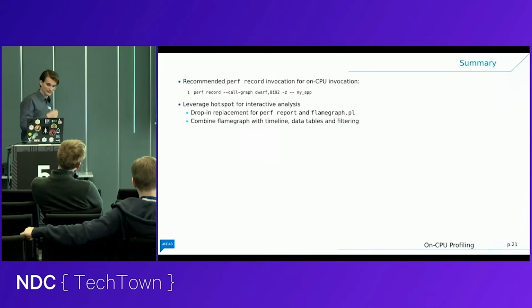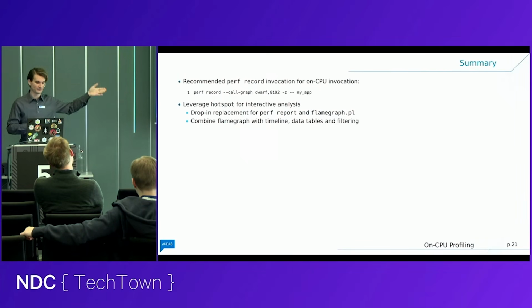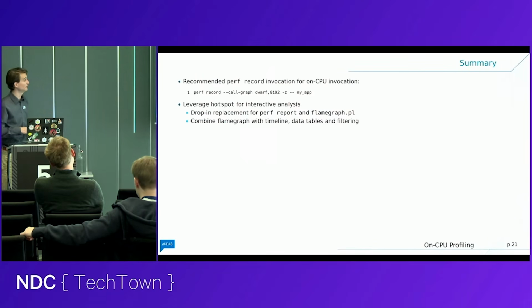So this is my summary for on-CPU profiling, and basically the recommended way to run perf record using --call-graph dwarf, and then the 8192 increases the size of each stack copy to prevent the chances of unwinding breaking there, and then -z for compression. This is it, basically. And Hotspot is a great replacement for perf report or the flame graph script, and it's all interactive, as we'll see in a bit as well.